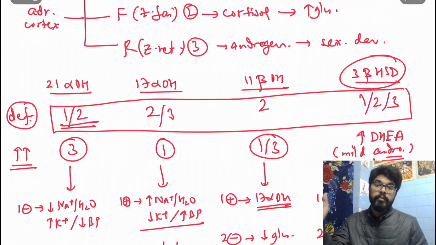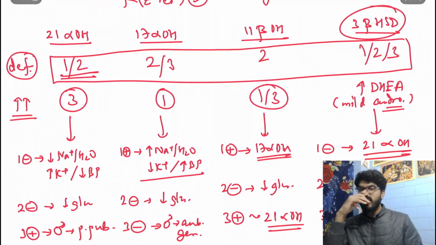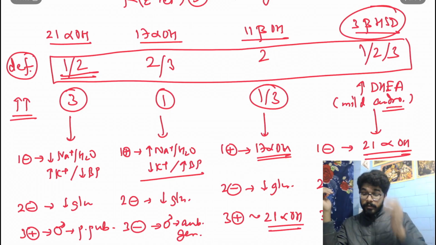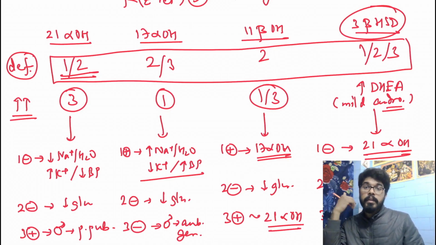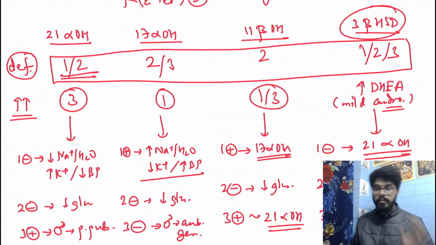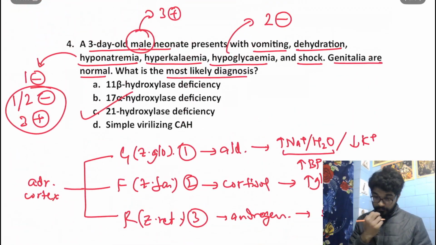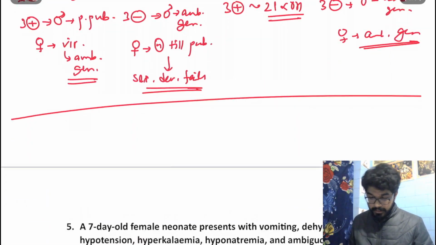Similarly, 2 and 3 deficient and 1 excess would be 17 alpha hydroxylase. Only 2 deficient, 1 and 3 excess would be 11 beta hydroxylase deficiency, and all of them deficient would be 3 beta hydroxysteroid dehydrogenase deficiency. Just remember the sequence of 1, 2, 2, 3, only 2, 1, 2, 3. Okay. Moving on to the next question.